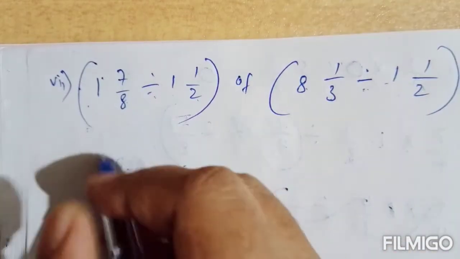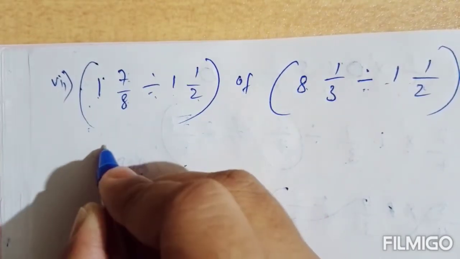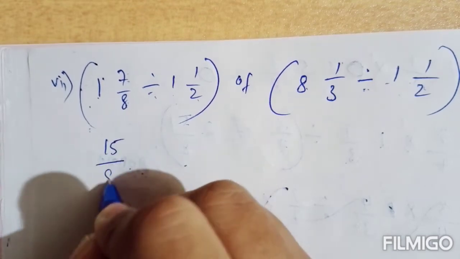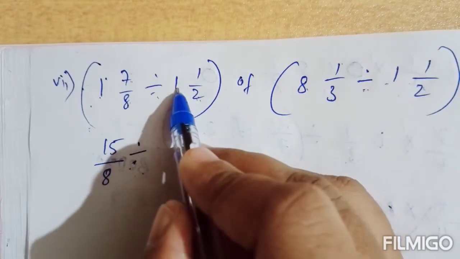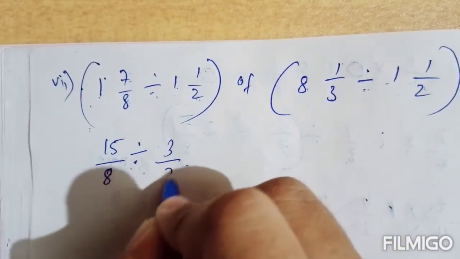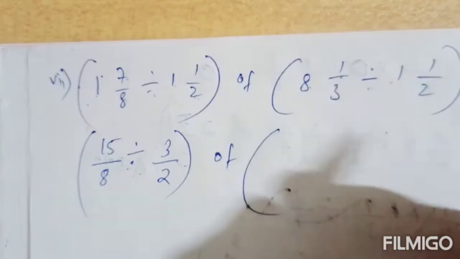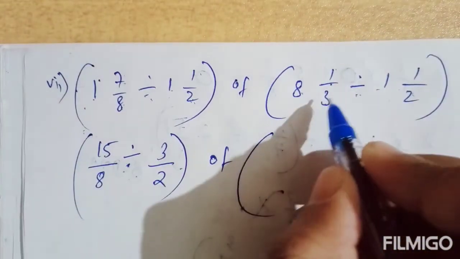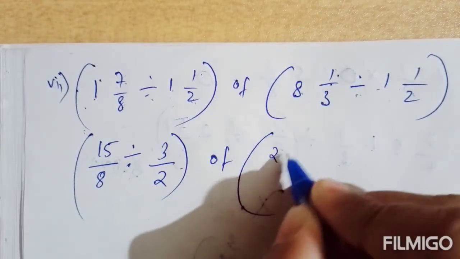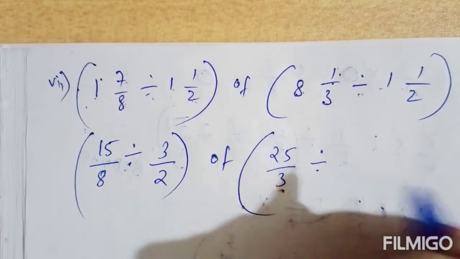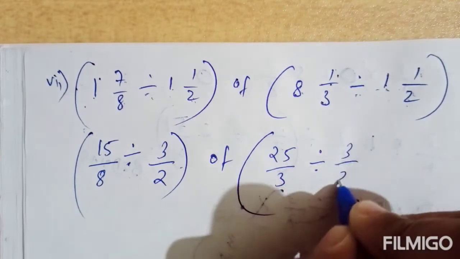So 1 7 by 8 on converting to improper fraction, it will be 8 into 1 8, 8 plus 7, 15 by 8 divided by 1 1 by 2, it is 2 into 1 2, 2 plus 1 3 by 2, of 8 1 by 3. On converting to improper fraction, it is 3 into 8 24, 24 plus 1 25 by 3 divided by 1 1 by 2, it will be 2 into 1 2, 2 plus 1 3 by 2.